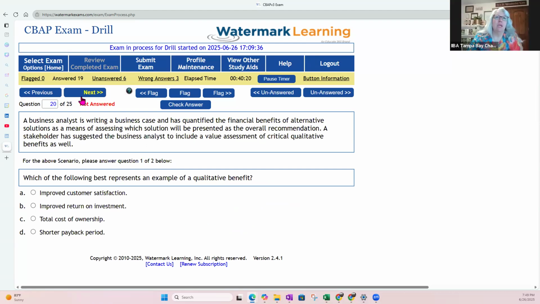A business analyst is writing a business case and has quantified the financial benefits of alternative solutions as a means of assessing which solution will be presented as an overall recommendation. A stakeholder has suggested the business analyst include a value assessment of critical qualitative benefits as well. So they're writing the business case. They're making a recommendation. Which task is this?